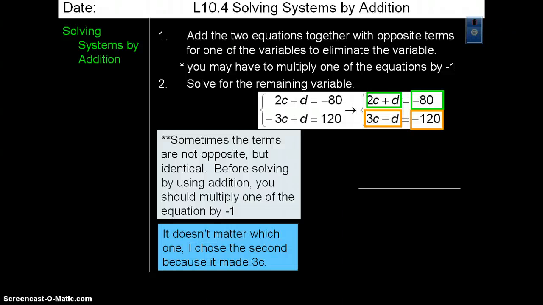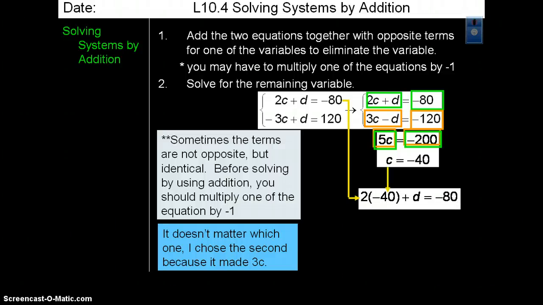I chose the second one because instead of having -3c, it made a positive 3c. You'll notice that multiplying by -1 changes each term to its opposite. -3c becomes 3c. Plus d becomes -d. Positive 120 becomes -120. Now I'm ready to proceed like normal. Adding the two equations together, the d's will zero out, leaving us with 5c equals -200. Using division, we can find out that c equals -40.